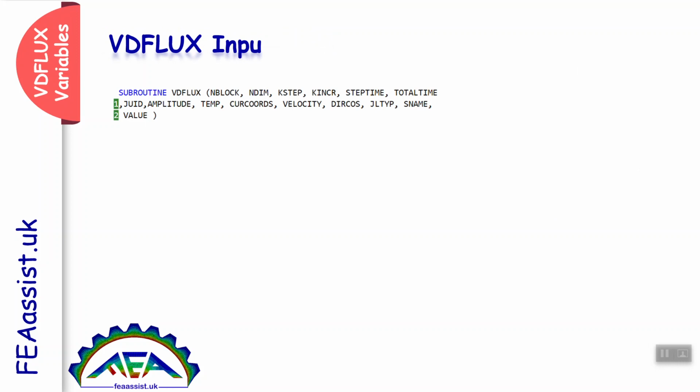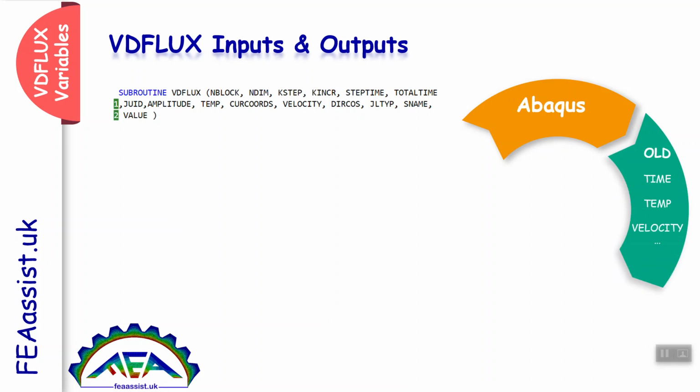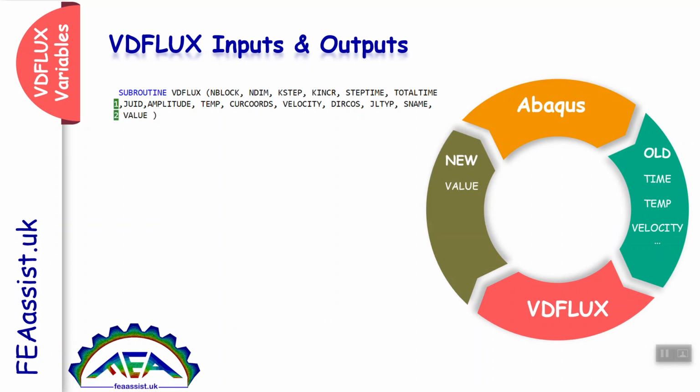VDFlux variables. VDFlux has some inputs coming from Abaqus. We need to process them and export the value as an output to Abaqus. In other words, Abaqus computes some variables like temperature, velocity, and time, and these variables are transferred from Abaqus to VDFlux. In VDFlux, we need to get these variables and recompute the value, which is the flux. So the flux value is transferred to Abaqus. Abaqus will use this value to recompute the time, temperature, velocity, and other variables.